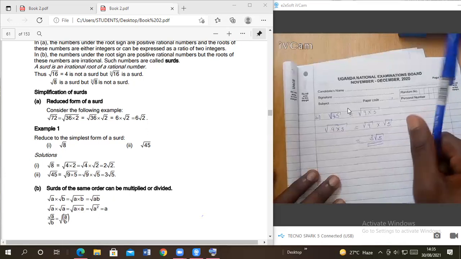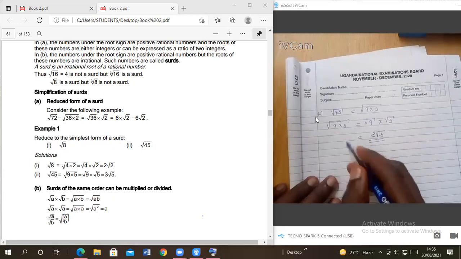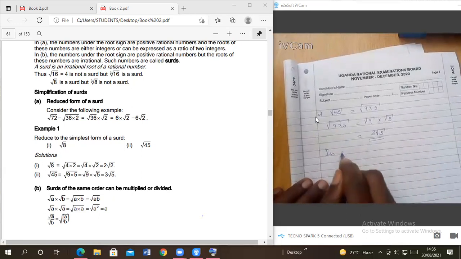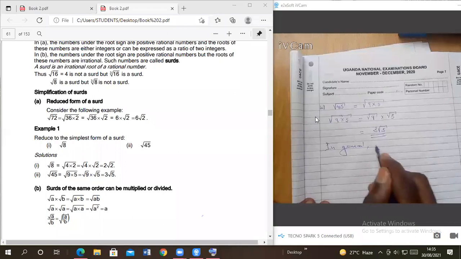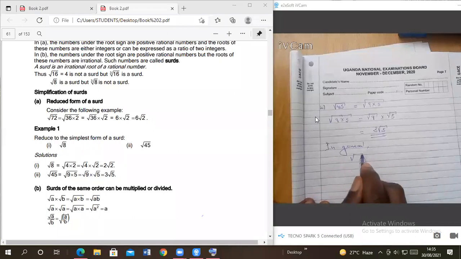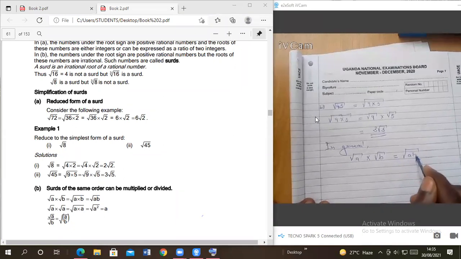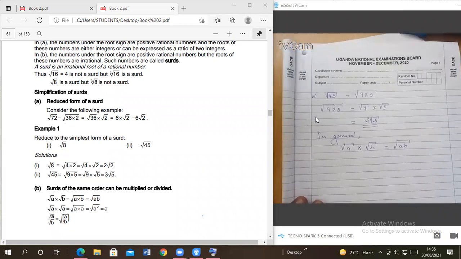Members, here we are just simplifying. So you can say in general, root of A times root of B is equal to root of AB. Okay? Are you together?